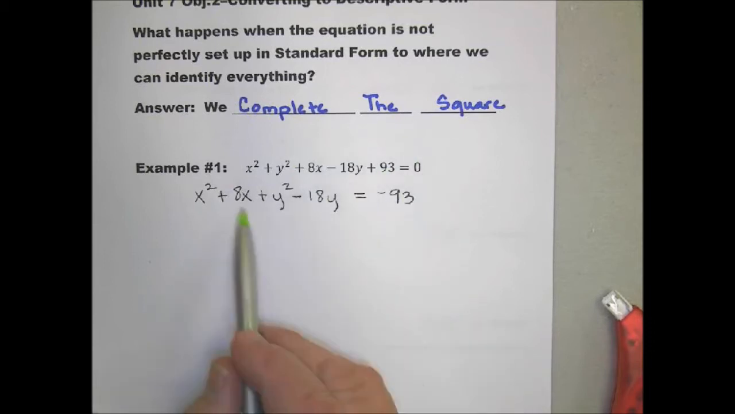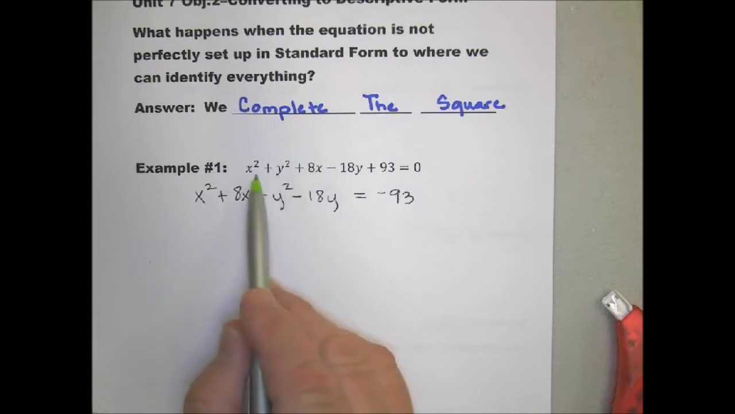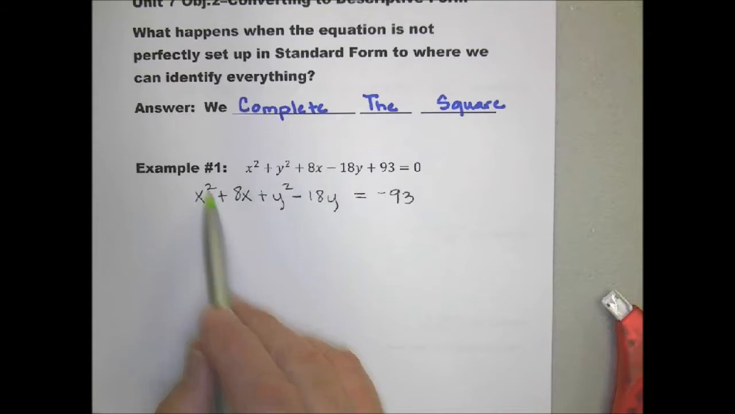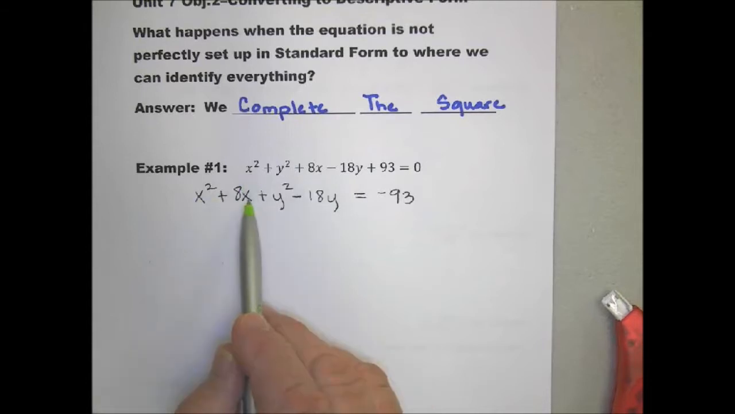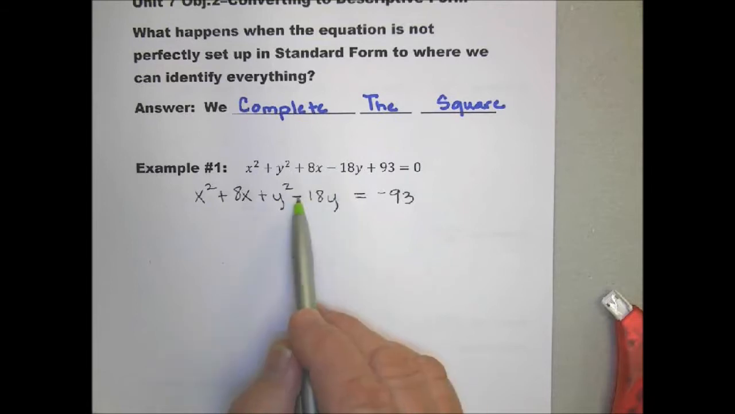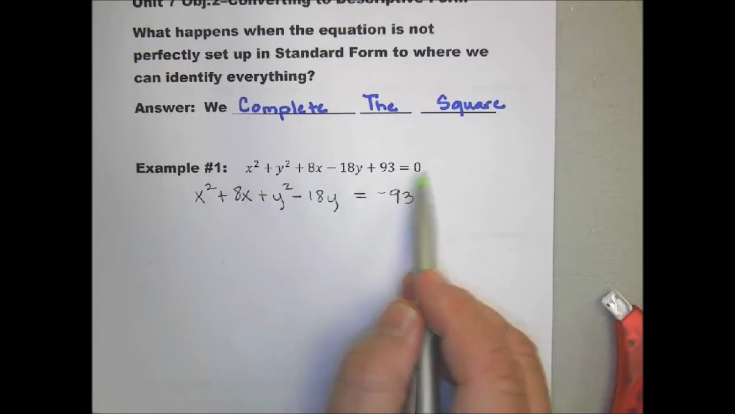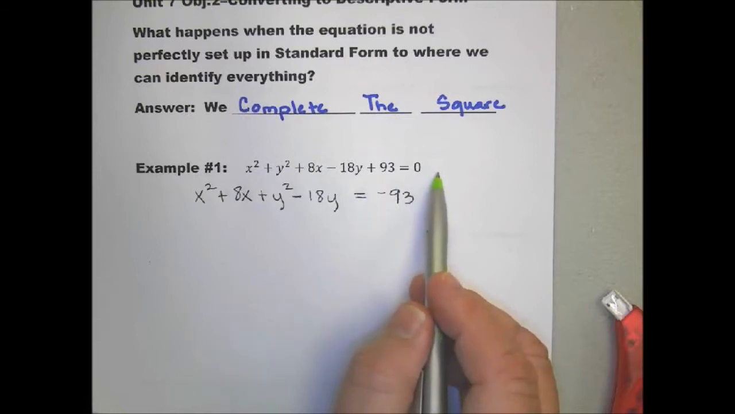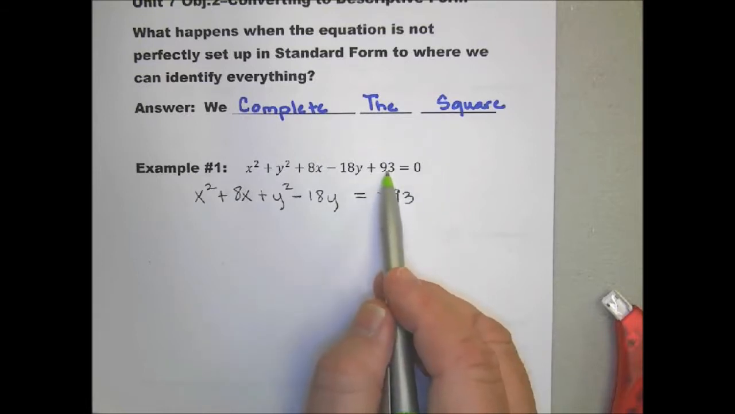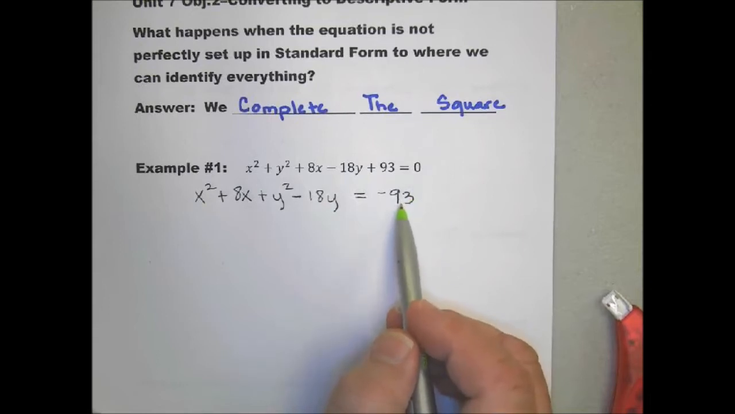Now, I've done step 1 already, which is group the x's together. You can see I put x squared plus 8x together, and group the y's together, y squared minus 18y, and I've also moved the constant to the other side of the equation. So this was positive 93, so when it moves over to the other side, it becomes negative 93.